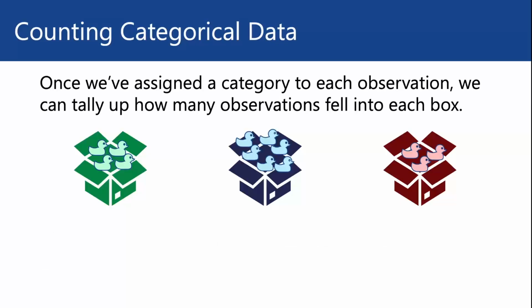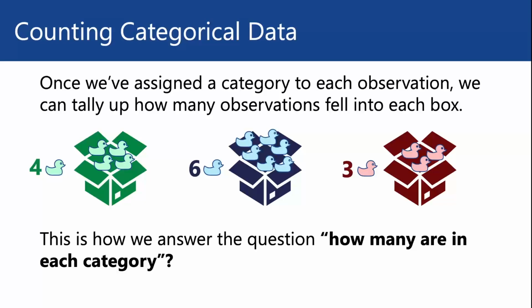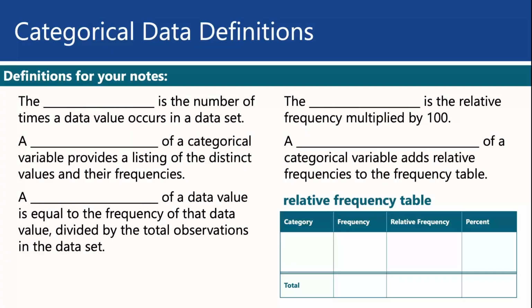Once we've assigned a category for each observation, we can tally up how many observations fell into each box. So in this example, each of our ducks is an individual observation. We have 4 green, 6 blue, and 3 red. This is the way that we would answer how many are in each category when we're working with categorical data. We just tally up the counts. And so now take out your notes and we'll go through some definitions before we get into more examples.